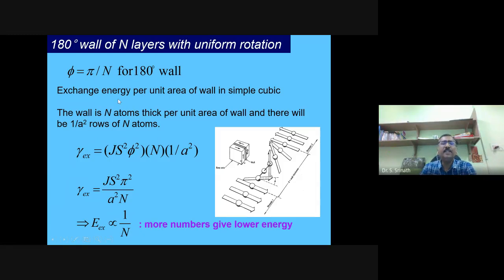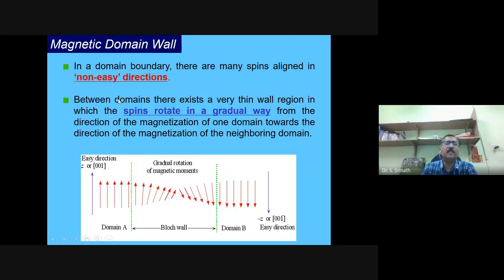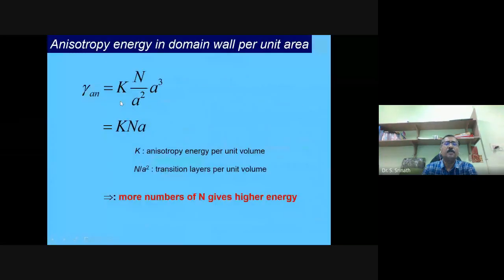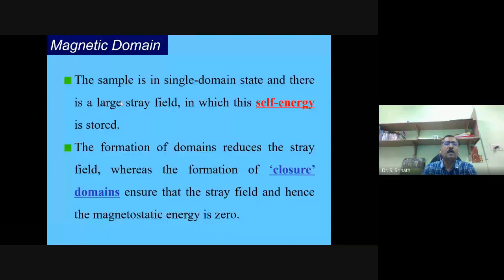What I mean by 180-degree domain wall is, again, I'll make it clear: the domain wall which is separating these two domains. So for example, sorry, going back and forth. Yes, here.